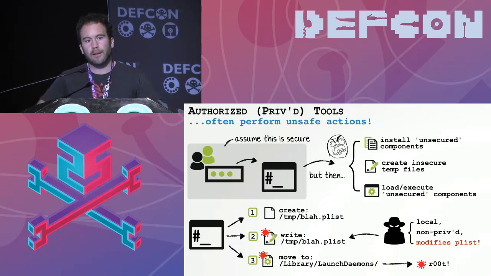A few seconds later, it then moves that plist file out of temp into the system's launch daemon directory, where the launch daemon will be executed as root. Obviously, again, some local non-privileged code can modify that property list while it's in the temporary directory, and then when it's moved into the launch daemon's directory, that local malicious code will have just inherited root permissions.